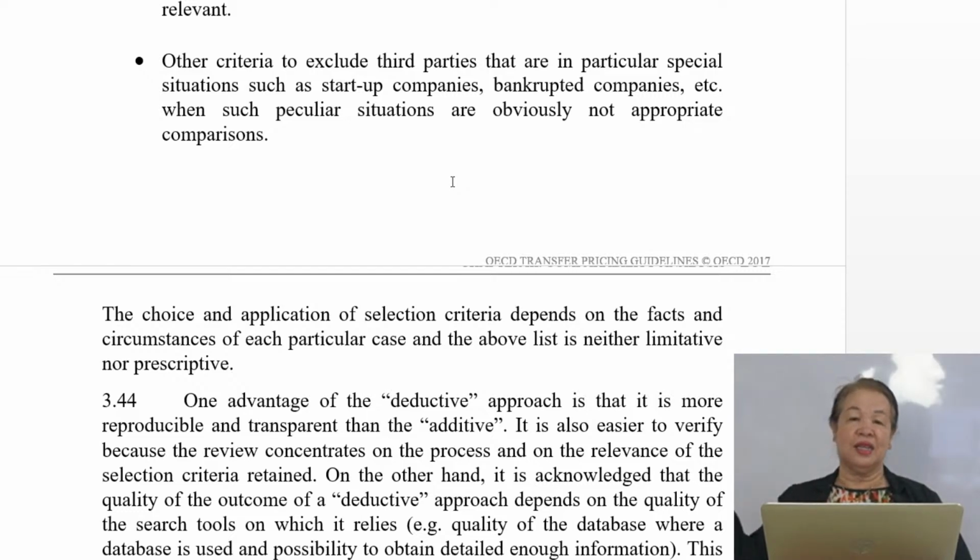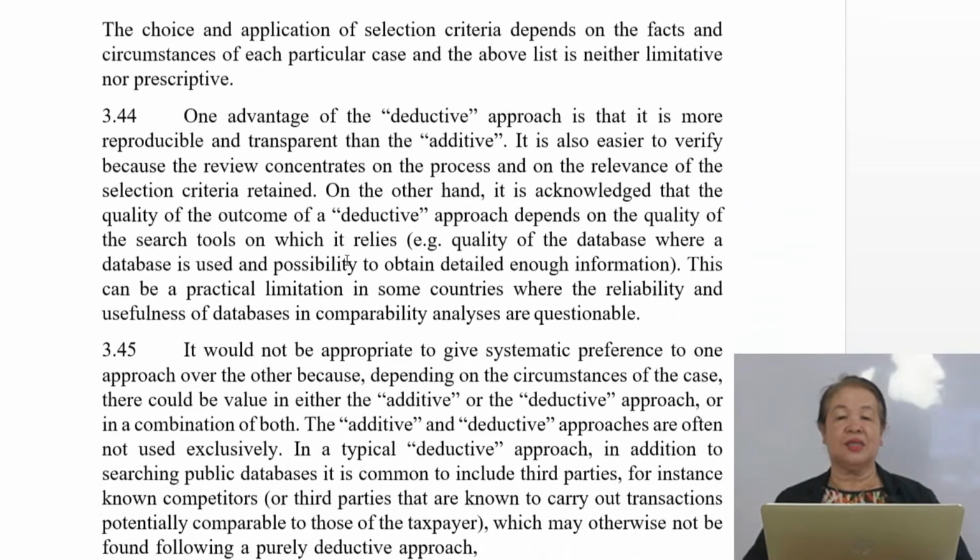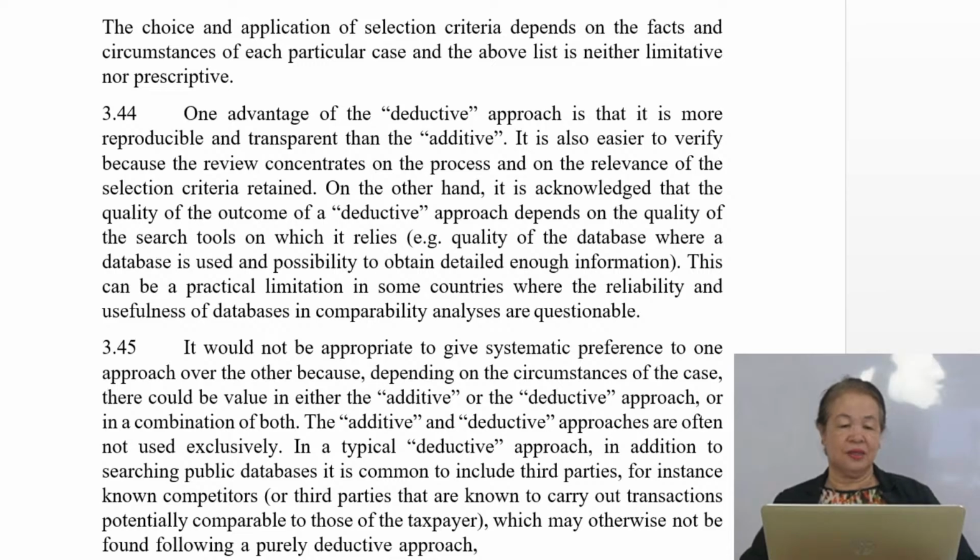So, maingat na naman ang OECD, no? So, hindi yan all-inclusive na list, no? Depending on the facts and circumstances of the case, no? And on the available information.